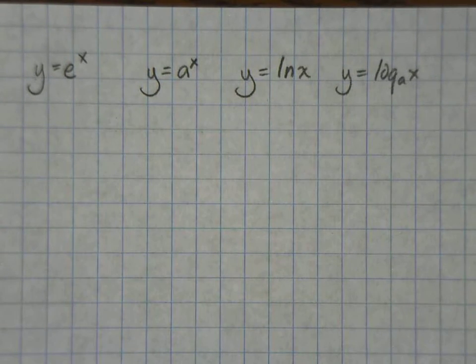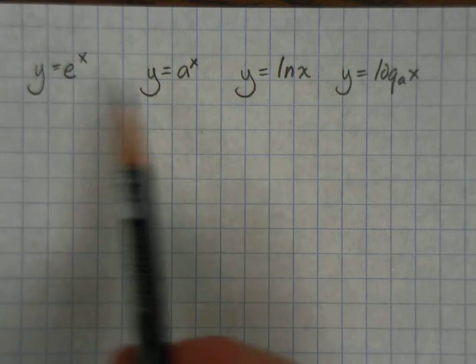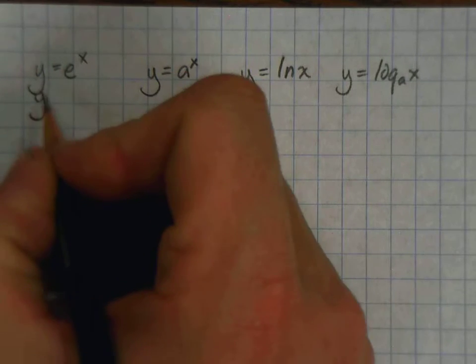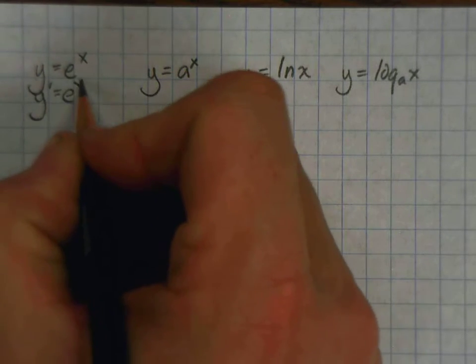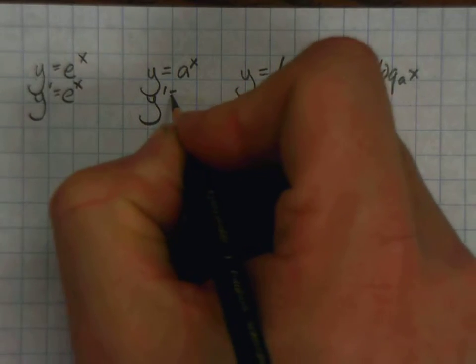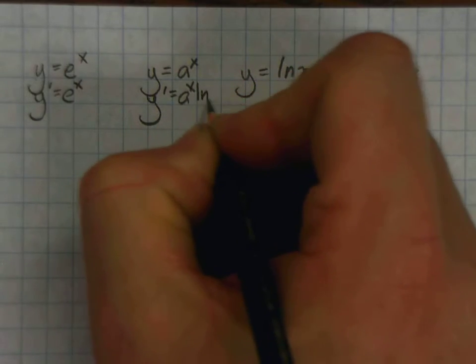We're going to do the derivative of some exponential and logarithmic functions. You're going to need the derivative of these four kinds of functions. The derivative of e to the x is e to the x natural log of e. We're just going to write e to the x. The derivative of a to the x is a to the x natural log of a.